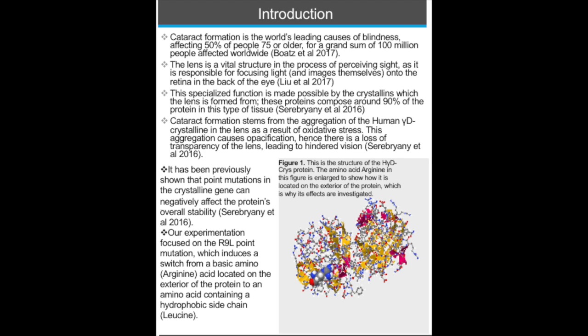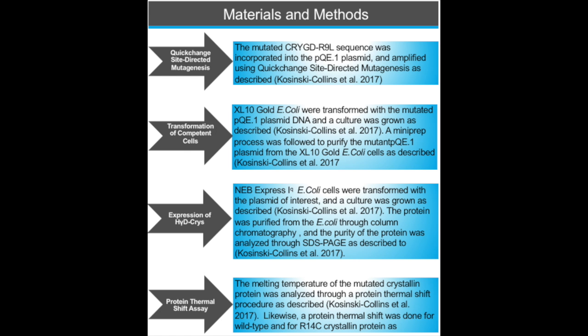It has been previously studied that point mutations in the crystalline gene can negatively affect the crystalline protein stability, and so we experimented with the R9L point mutation in this gene to observe its effects on the protein with the hope of better understanding cataract formation. This point mutation induces a switch from the amino acid arginine to the amino acid leucine on an exterior position of the protein. Here you will see an image of the protein itself with the 9-arginine enlarged to show its location on the protein.